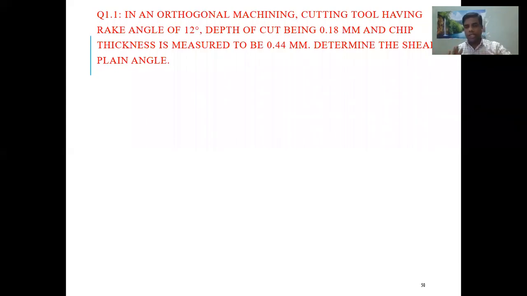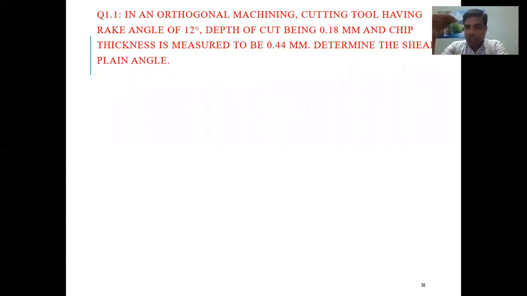So for our mathematical simplification in this subject, we are considering all cuttings as orthogonal cutting. We're not bothering about oblique cutting, right? So in this problem, one orthogonal machining or cutting is happening where the tool rake angle is 12 degrees, and the depth of cut, which I told you is nothing but the layer of material being removed, is 0.018 mm, right?